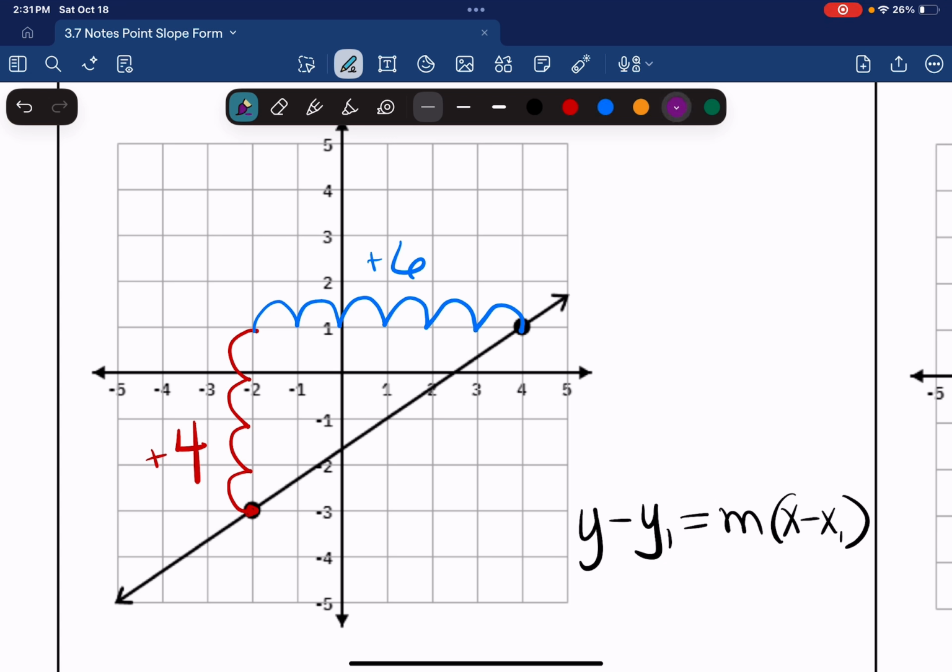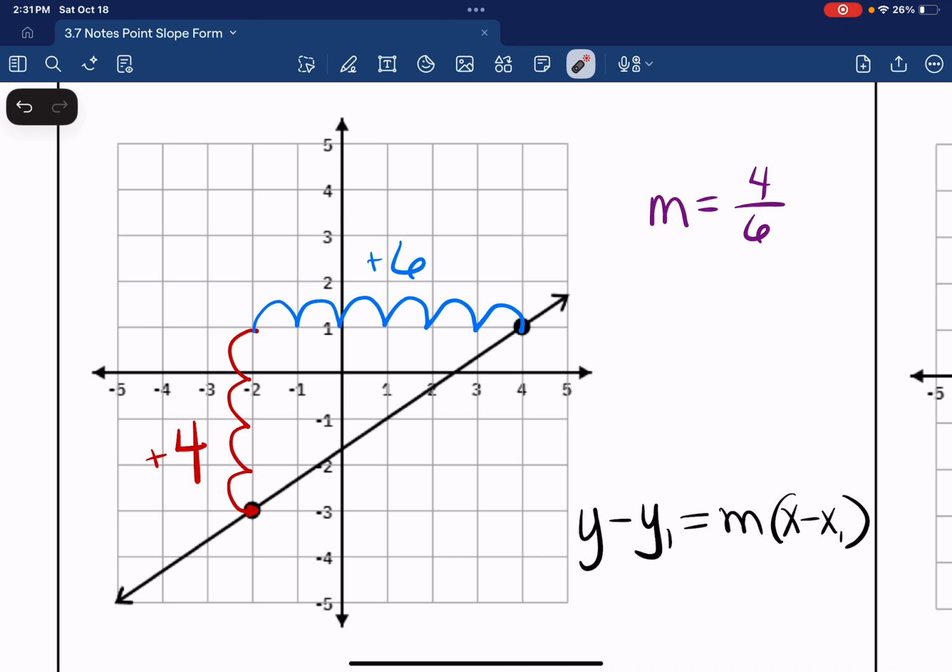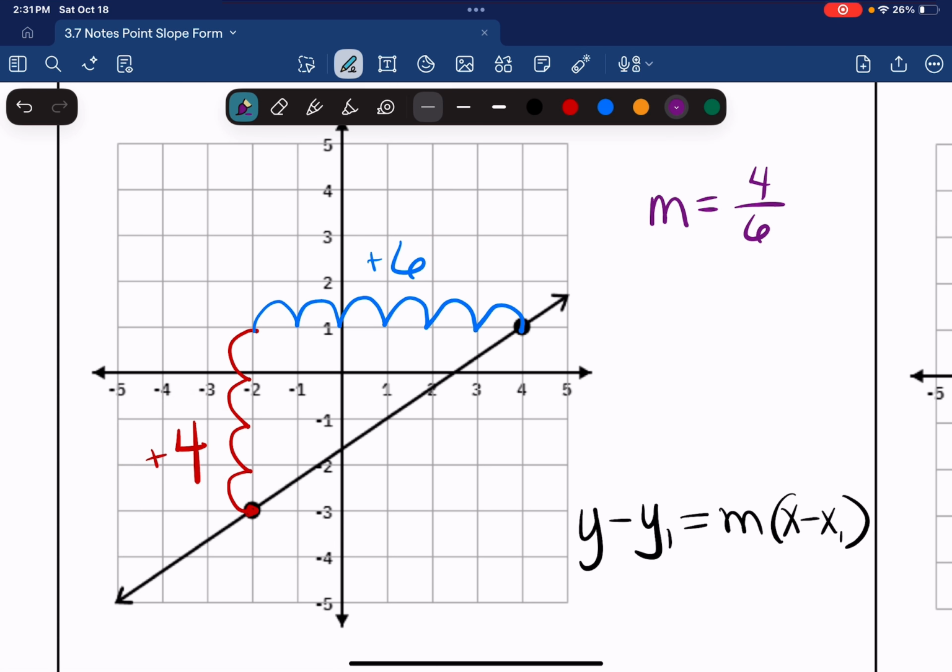So our slope right here that we just determined is positive 4 over positive 6, right? Our rise over our run. It's always the change in y over the change in x. Now 4 over 6 can be reduced, of course. I can divide both of those values by 2, and I end up with a slope of 2/3. So I can use that as my slope value, but now I need to figure out which point I want to work with. And either point, it doesn't matter which one we choose, okay?